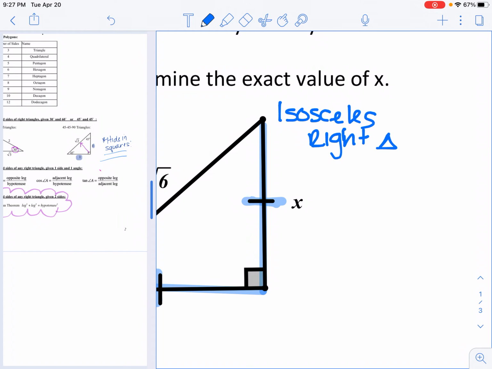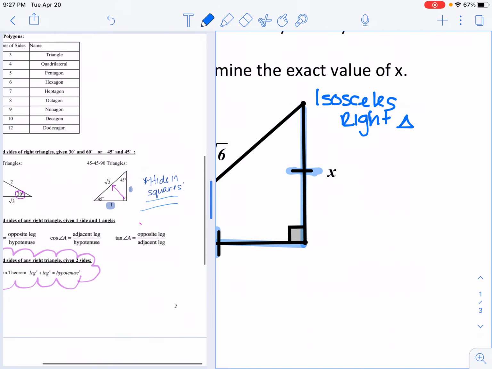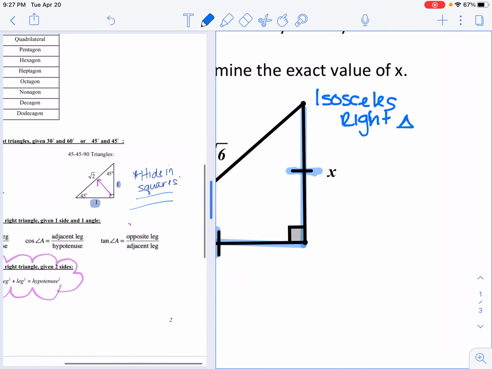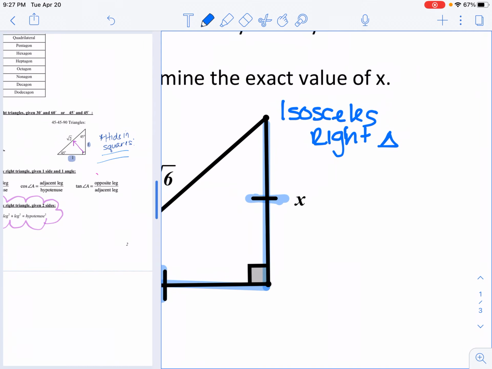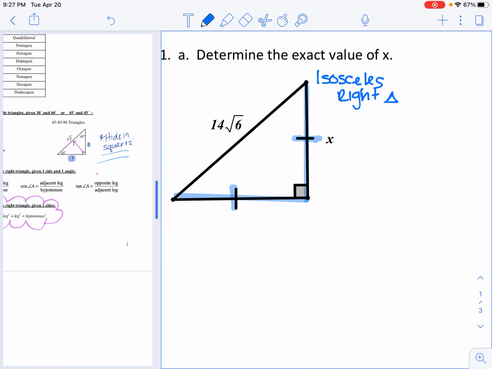An isosceles right triangle is another name for 45, 45, 90. Because a 45, 45, 90 is an isosceles right triangle, it has two congruent base angles and two congruent legs. So what I want you guys to do now is pause your video. I want you to redraw your most basic 45, 45, 90 and solve for x. Solve for your missing leg.